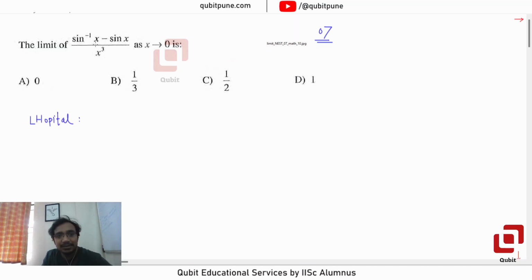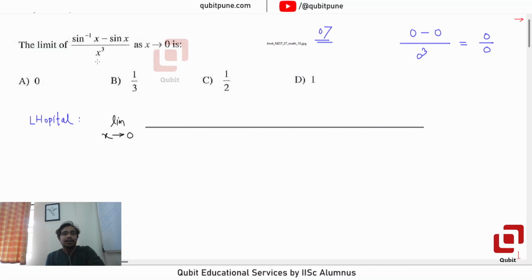The direct substitution of 0 here, sine inverse of 0 is 0, sine of 0 is 0, and cube of 0 is 0. So that indeed is an indeterminate form, so we can apply L'Hospital's rule. Now when we apply the rule, we differentiate the numerator and the denominator separately. Derivative of x cube would be 3x square. Derivative of sine inverse of x would be what? 1 upon root of 1 minus x square, and derivative of sine x would be cos x.